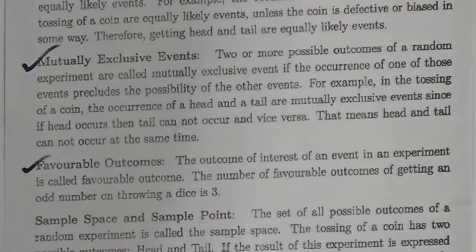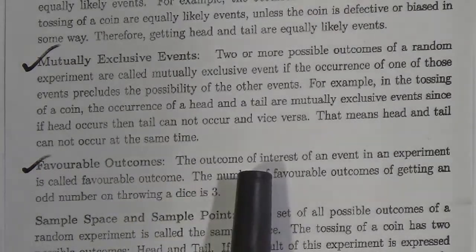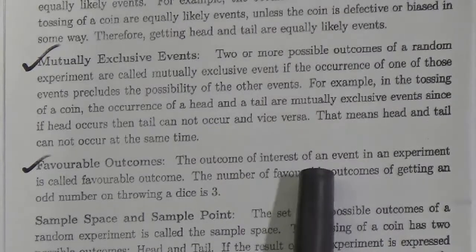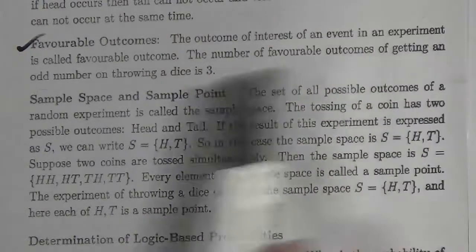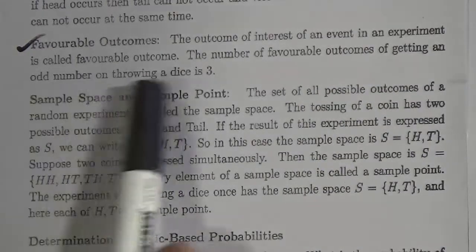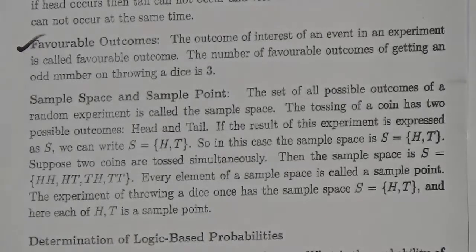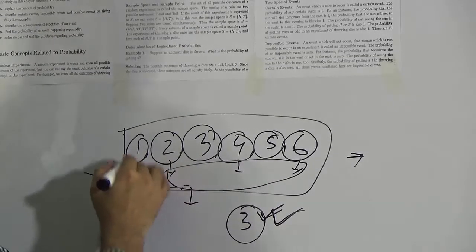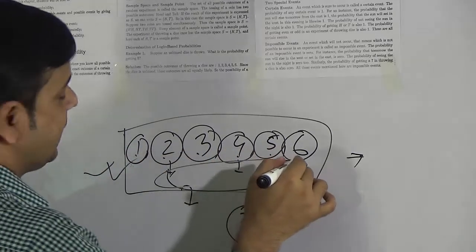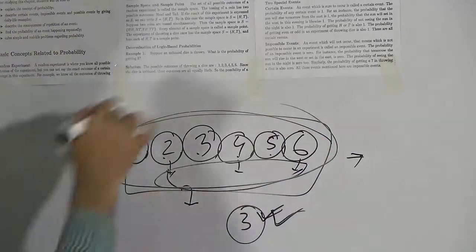Favorable outcomes. The outcomes of interest of an event in an experiment are called favorable outcomes. The number of favorable outcomes of getting an odd number on throwing a dice is 3. How can we say? Favorable outcomes means the outcomes we may get by throwing a dice. If we do any experiment, if we throw a dice, our total outcomes will be 1, 2, 3, 4, 5, 6. These 6 total outcomes we will get.